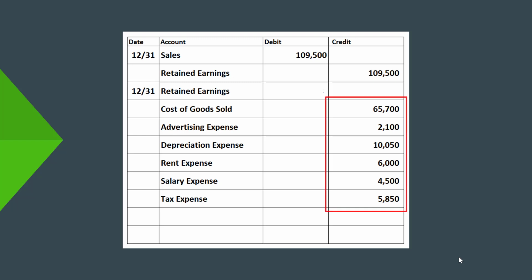Then what we're going to do is total all of these credits, add them up in a calculator. And whatever that total is, that's what we're going to put in for the debit for retained earnings so that our journal entry balances. So in this example, our debit is $94,200. And that's our journal entry to transfer all of expenses into retained earnings.